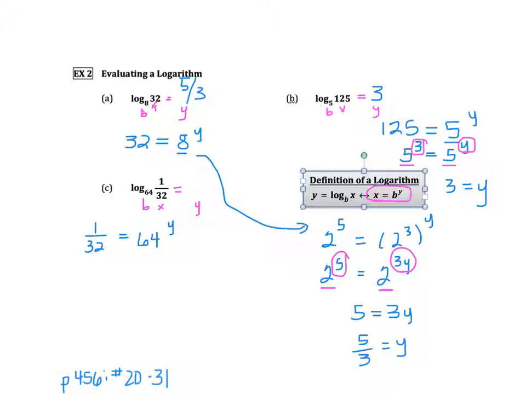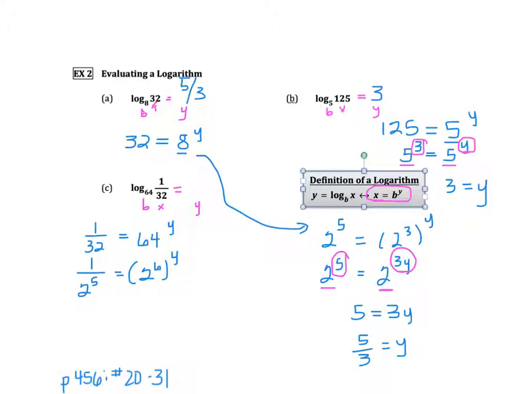Okay, and this is going to work out a lot like example A. 64 I can't write as a power of 32 or 1 over 32, but 32 and 64 are both powers of 2. So here's what I'm going to do. I'm going to write 1 over 2 to the 5th, because 2 to the 5th is 32. I'm going to rewrite 64 as 2 to the 6th, and I know it's 2 to the 6th because 32 is 2 to the 5th, and if I multiply another 2 times 32, I get 64. All right, so there to the y power.